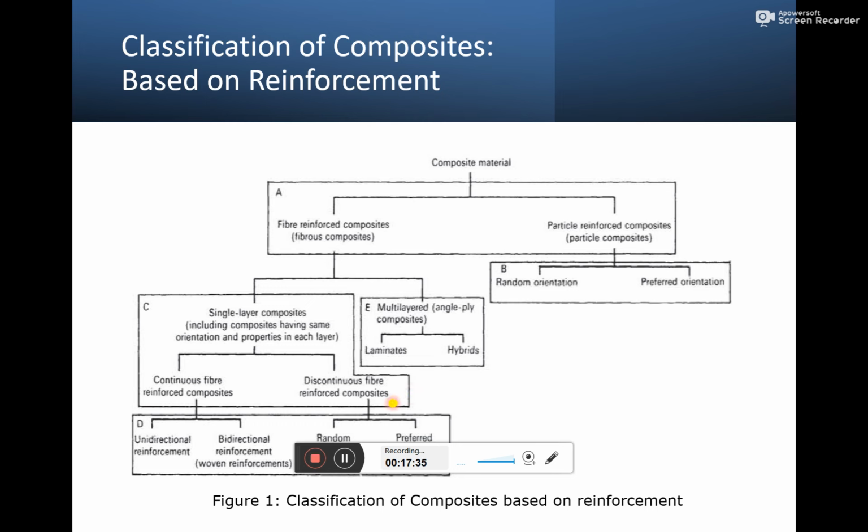Today I just went through what a composite material is and what the main components are. This composite material consists of two components: one is the matrix, another one is the reinforcement. After that, the composites are classified based on the type of matrix: polymer matrix composite, metal matrix composite, ceramic matrix composite, and carbon composite.